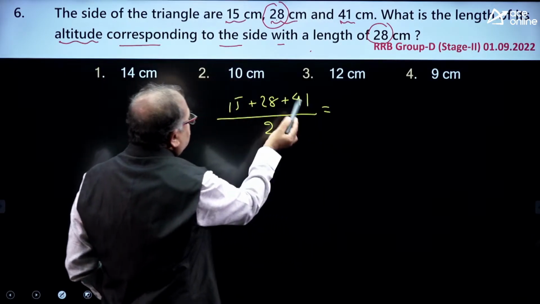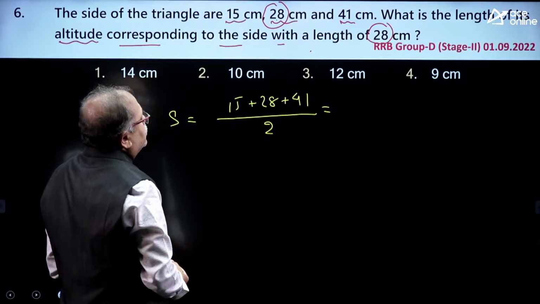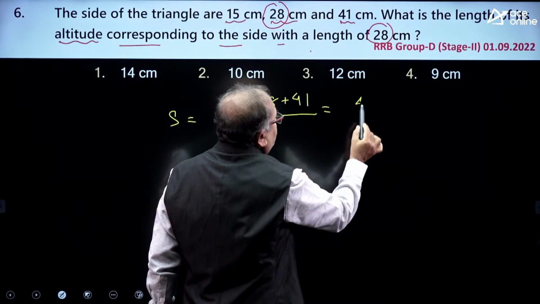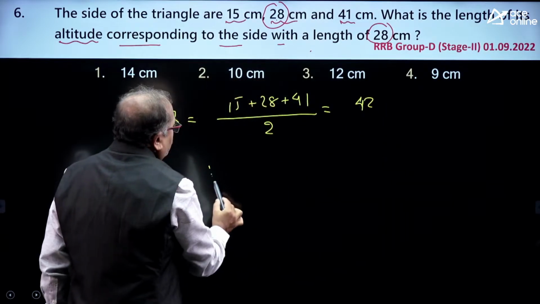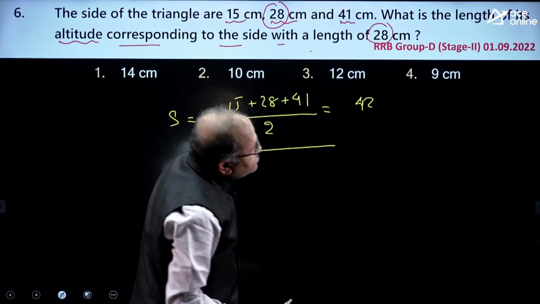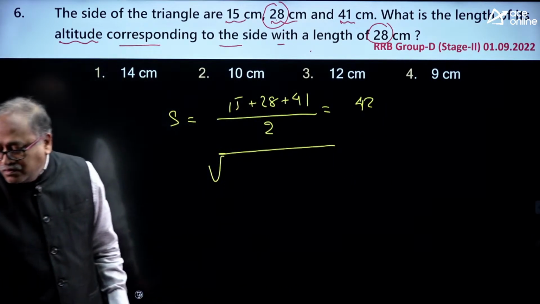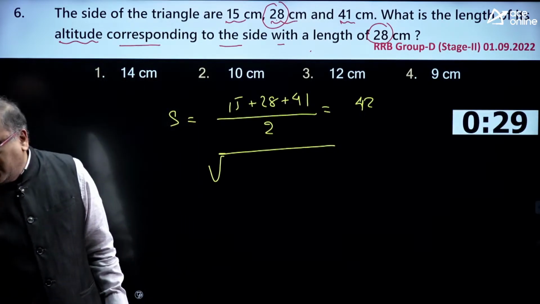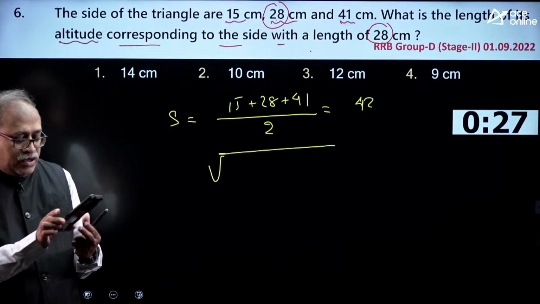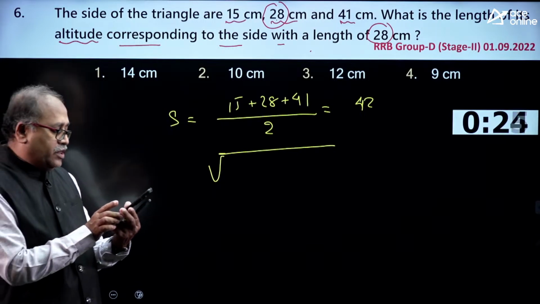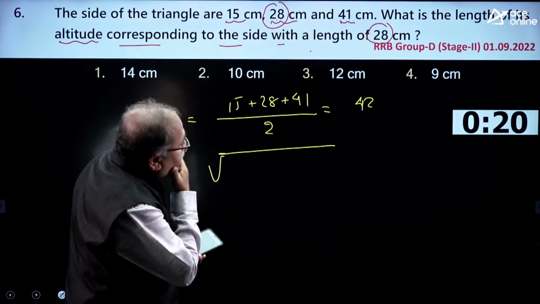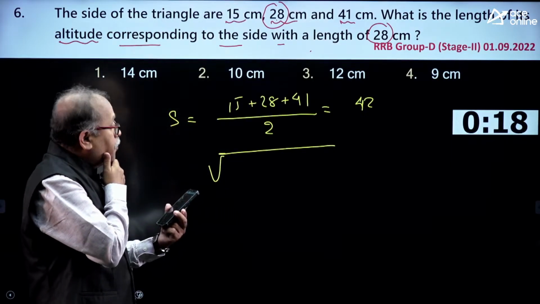I see that this is 84. Will it be 84? Yeah, that's right. 84 divided by 2, then it comes 42. And the square root of this... did I give the 30 seconds for you? Okay, let me give 30 seconds to you, and then I will answer this question. Okay, 9 is the answer. Where is that 9? Option choice 4.